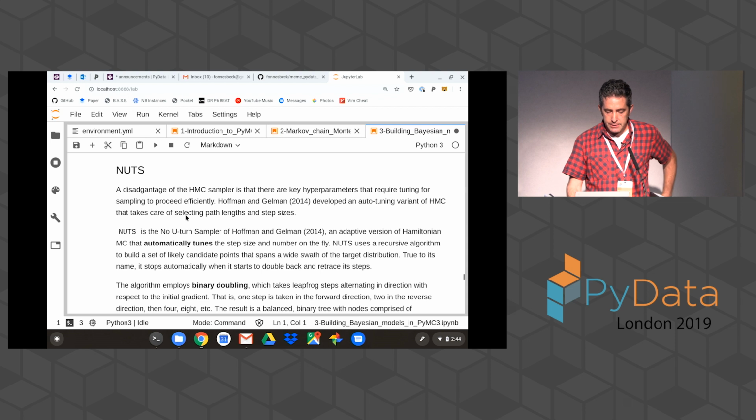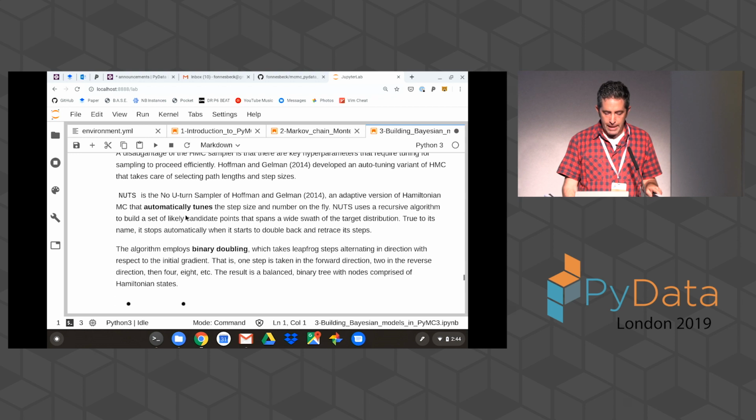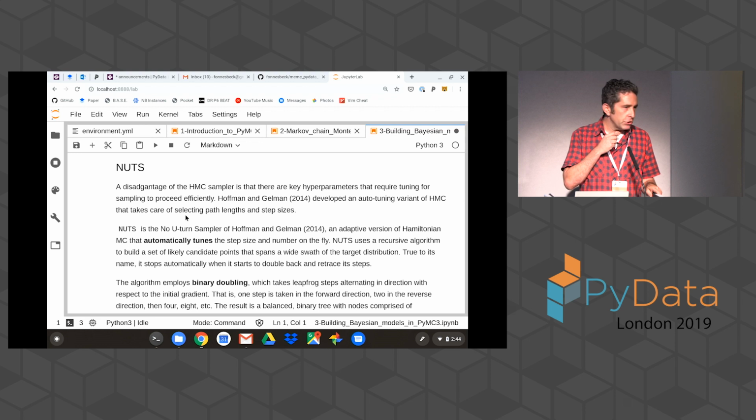NUTS is sort of the default sampler for continuous variables. What NUTS does is that it automatically tunes your step size and step number on the fly. NUTS stands for the no U-turn sampler.